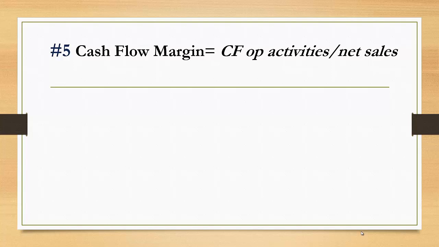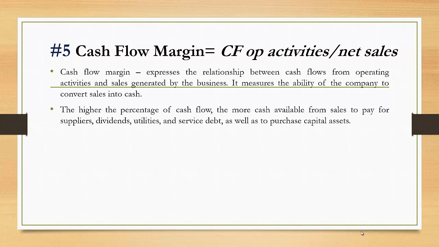The fifth ratio under profitability category is cash flow margin. The formula is cash flow from operating activities divided by net sales. Cash flow margin expresses the relationship between cash flows from operating activities, the cash flow which a business earns through its operations, and sales generated by the business.